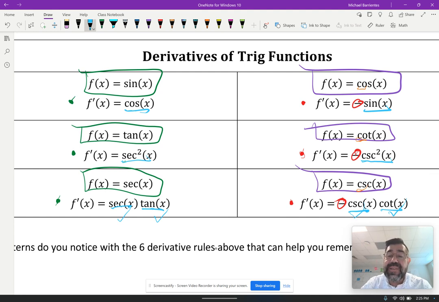So this column, the second column, the co-function derivatives, will always be negative, and they're always going to be the co-functions of whatever the other column is. And so there are some people that just memorize the left side and use those patterns to remember the right side. Or you can remember all six.